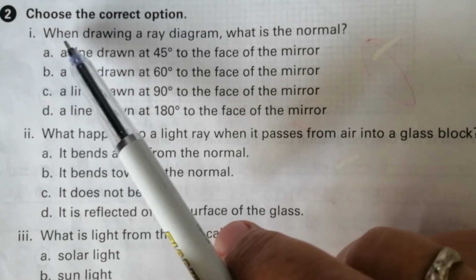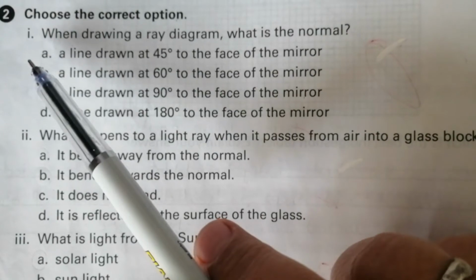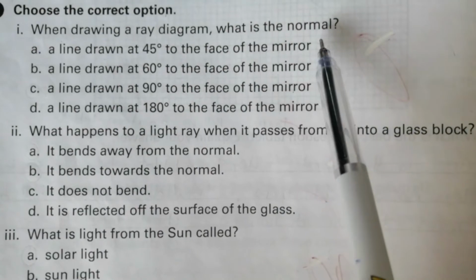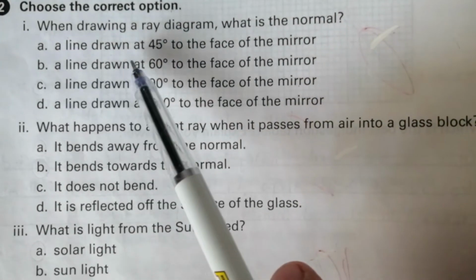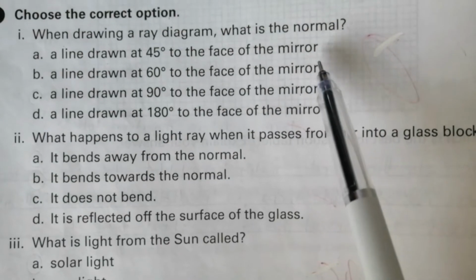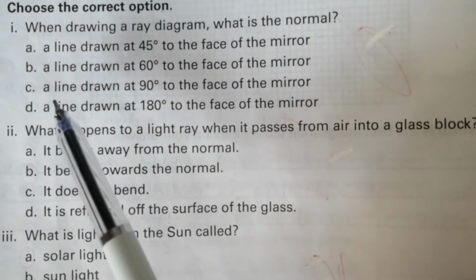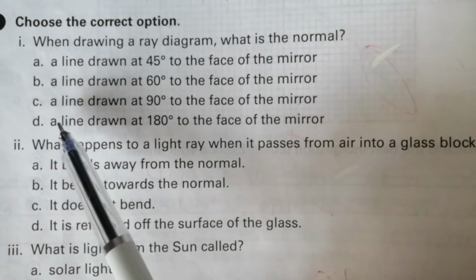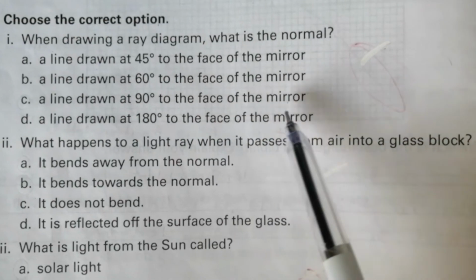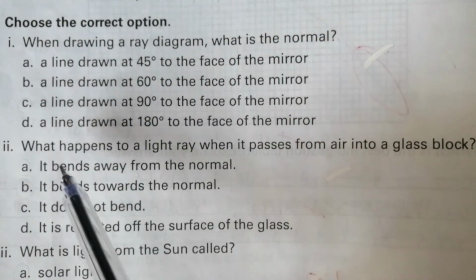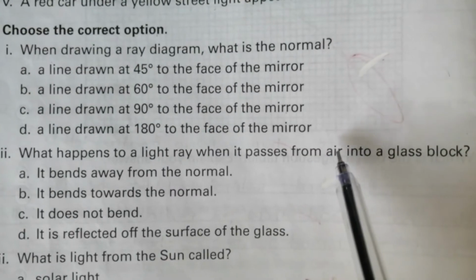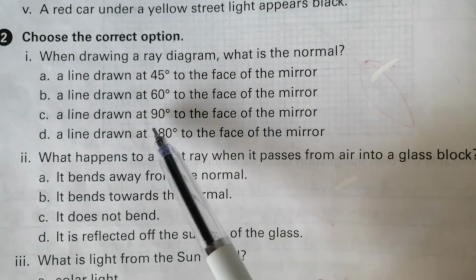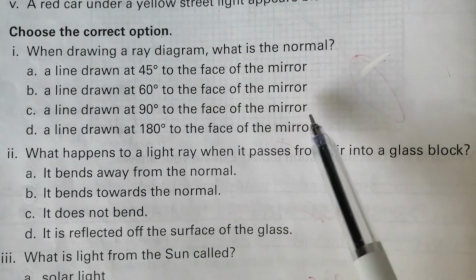Question number 2, choose the correct option. Statement number 1, when drawing a ray diagram, what is the normal? Option A, a line drawn at 45 degree to the face of the mirror. Option B, 60 degree. Option C, 90 degree. Option D, 180 degree. The correct option is C, a line drawn at 90 degree to the face of the mirror.